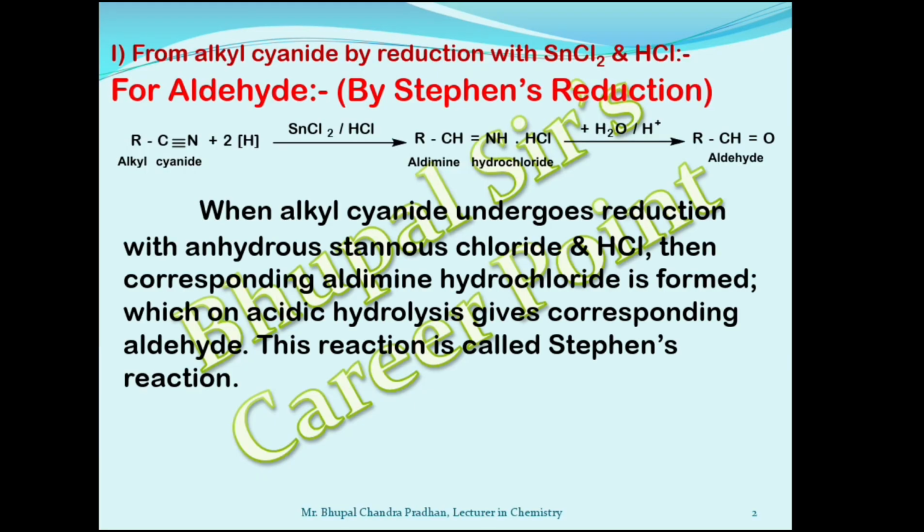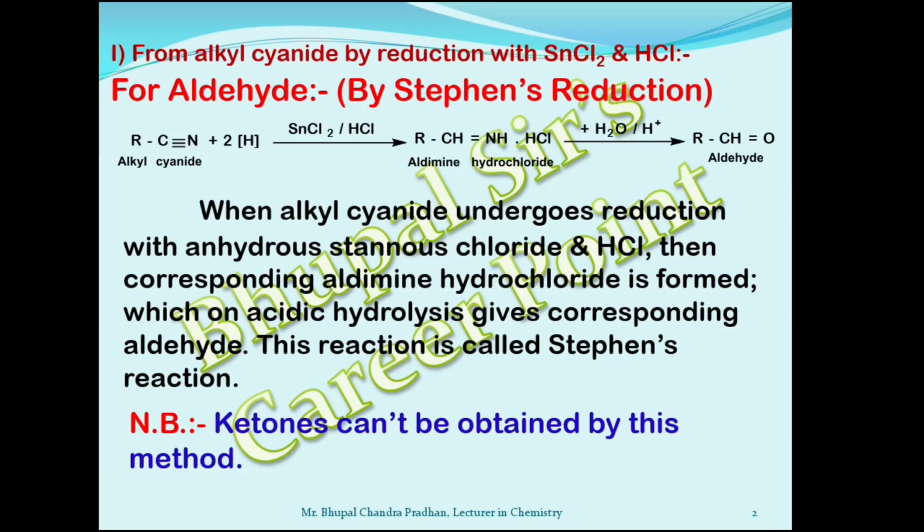So in the statement what you have to write down: when alkyl cyanide undergoes reduction with anhydrous stannous chloride and HCl, then corresponding aldimine hydrochloride is formed, which on acidic hydrolysis gives corresponding aldehyde. This reduction is called Stephens reduction or simply Stephens reaction. Note below: ketones cannot be obtained by this method.